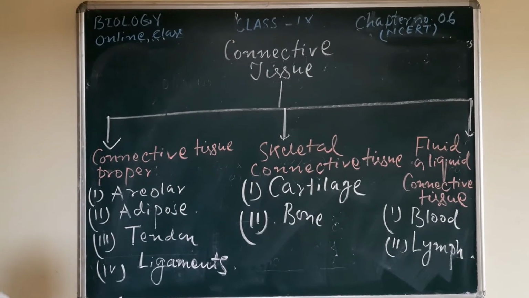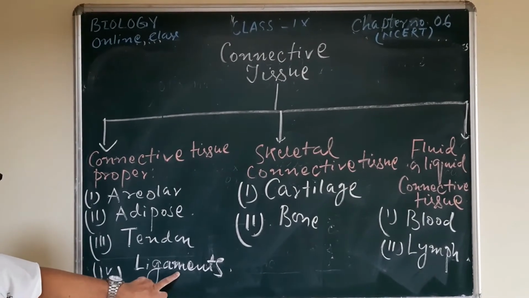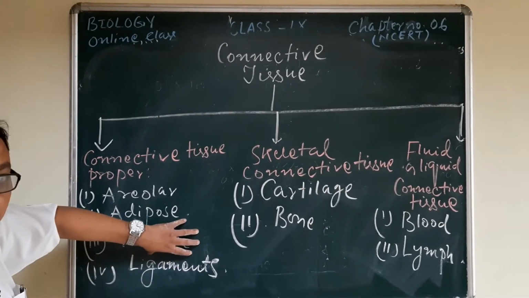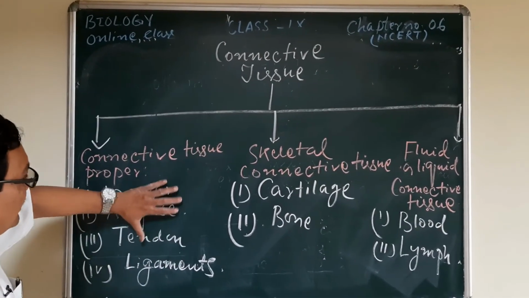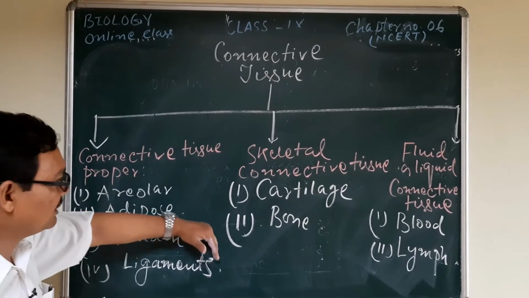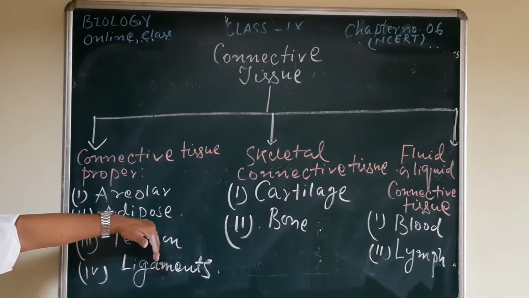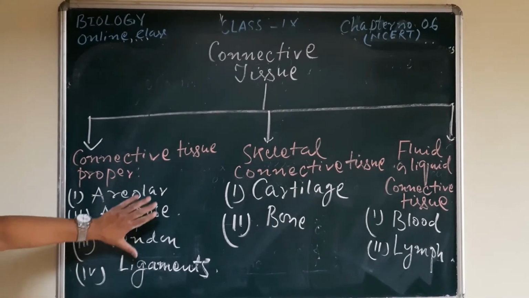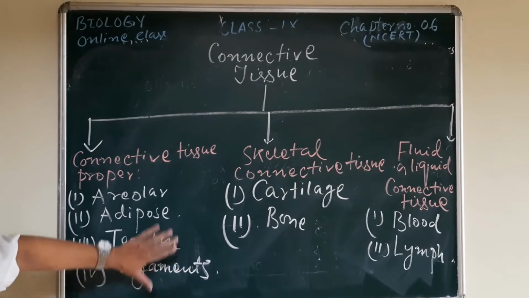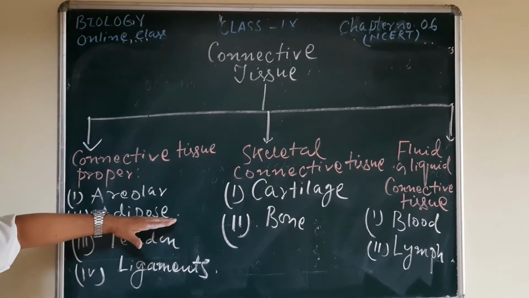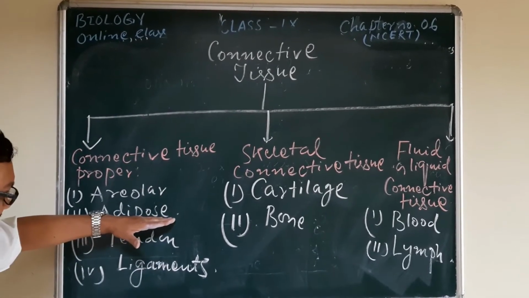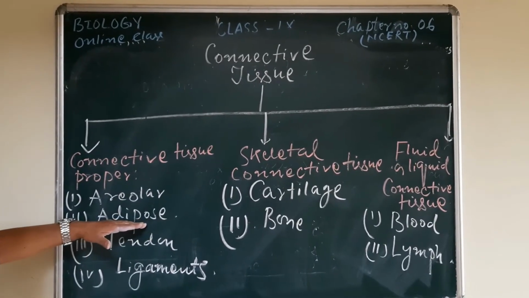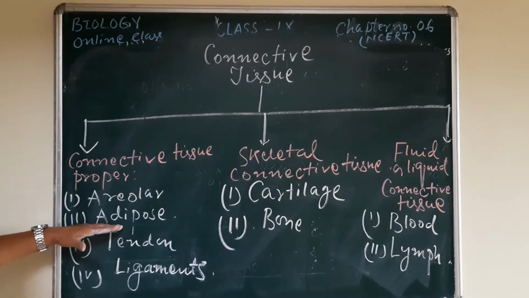That function will be performed by the presence of the ligaments, and the bone and muscles will be connected together by the tendon. So in this category we have seen the supporting tissues that will support, bind and pack the different organs and parts of the body, like areolar and adipose. It is the tissue present beneath the skin and stores the fat.